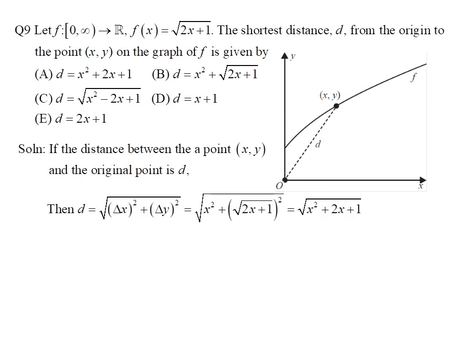Hence, the distance equals the square root of the sum of x squared and the square root of the sum of 2x plus 1, which is finally simplified to x plus 1. Hence, the answer for question 9 is D.